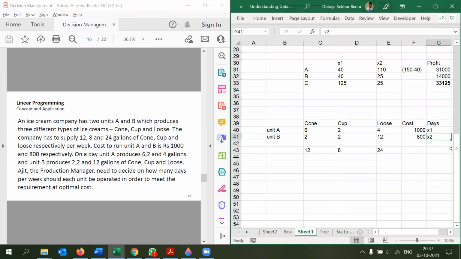Sami, one recommendation: do not look at the paragraph anymore. Once we have the information in the table, look at the table, because we simplified the data. Now, if you go back to the paragraph once more, it will just confuse you. That's all. Now, look at the table and tell me, you have x1 number of days unit A is operating, x2 number of days unit B is operating. What I am asking you is how many cones will you produce? That's all.